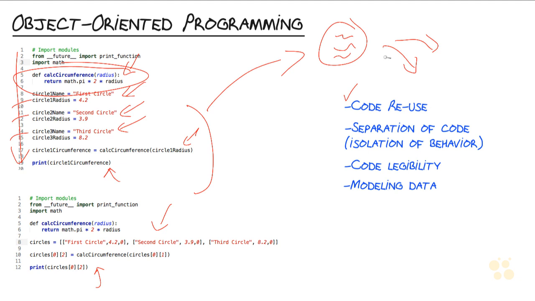I don't want to write that function 3 times to calculate the circumference 3 times. It's the same every time. I should write it once and reuse it over and over. Object-oriented programming is also going to encourage proper separation of code. You'll hear this a lot, and also isolation of behavior.